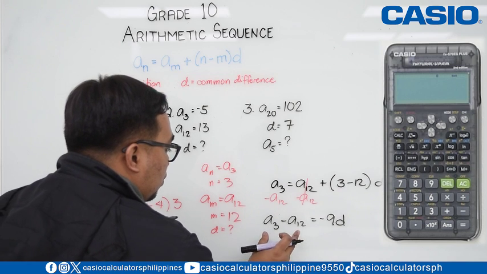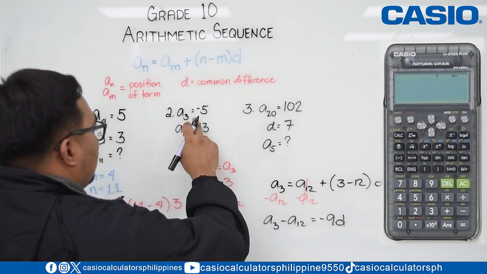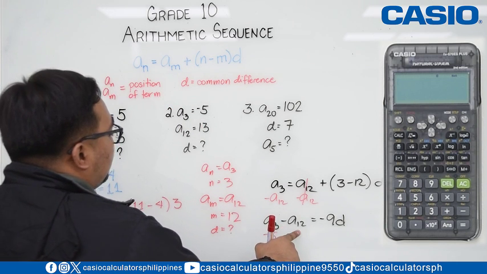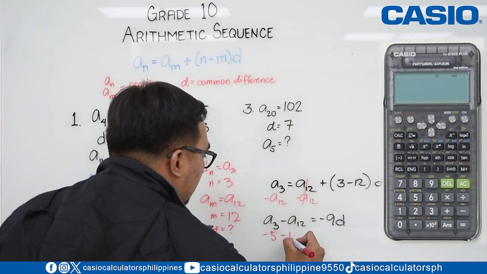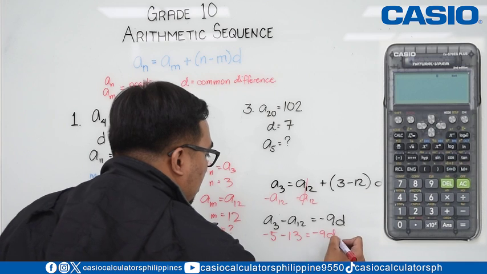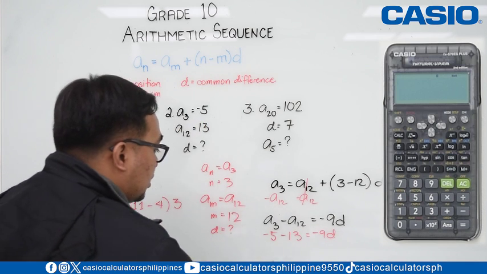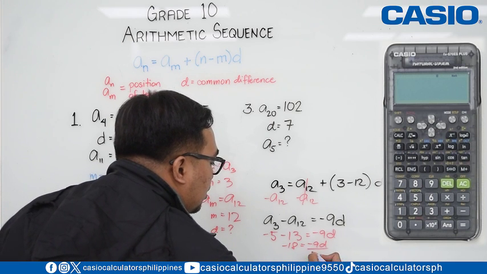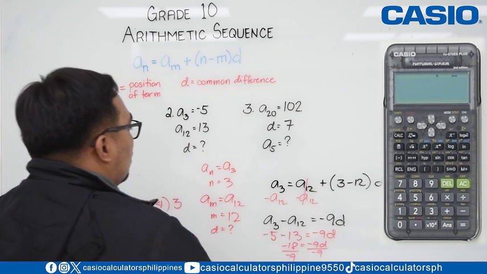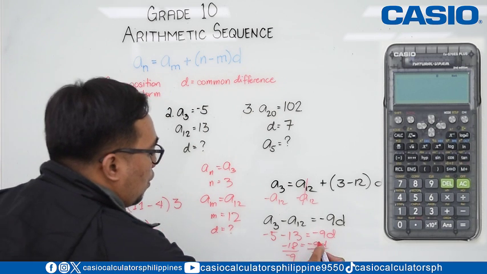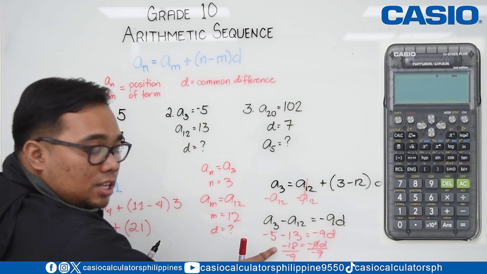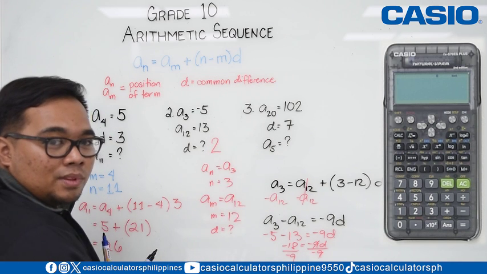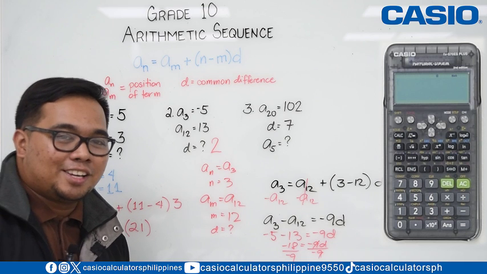Okay? Now, a sub 3 is negative 5, and a sub 12 is 13. So, we subtract 13, which equals negative 9 multiplied by the common difference. So, we have here negative 18 is equal to negative 9 times d, and we divide both sides by negative 9. So, therefore, our value of the common difference, which is negative 18 divided by negative 9, is 2. Now, let's try if this will work on our calculator.